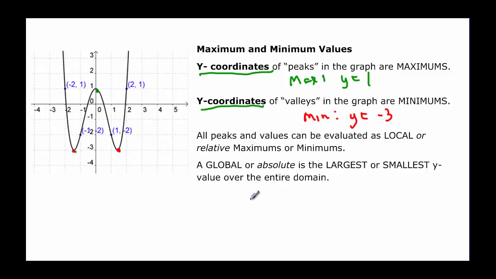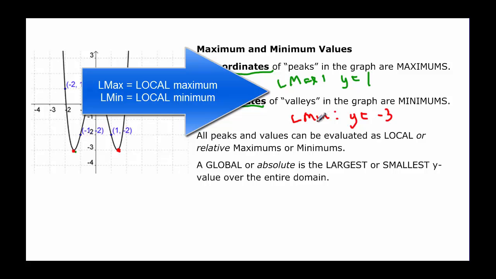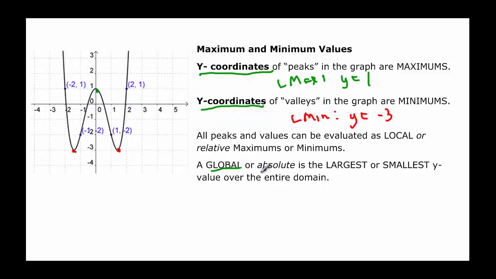Then it tells us all peaks and valleys can be evaluated as local. All of them are going to be local or relative maximums or minimums. It depends on how you see them written and the first time you learn them probably. I learned them as local. So we'll say L max and L min for local max and min. And then there's this global. Global or absolute is the largest or smallest y value over the entire domain.